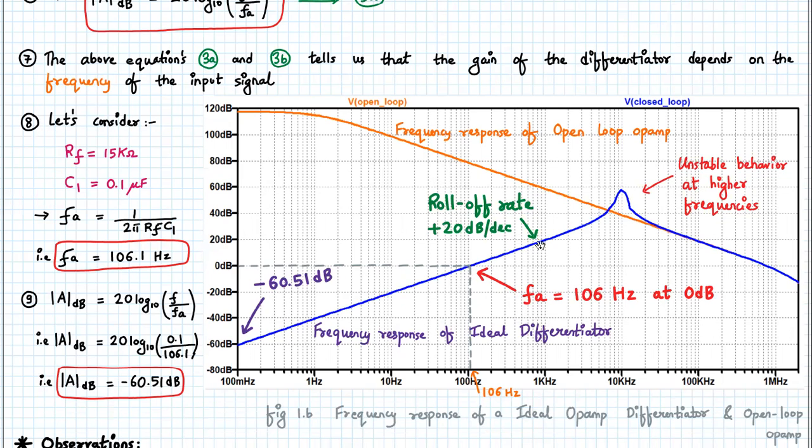Okay, and we also see one strange behavior. As the frequency goes on increasing, at higher frequencies there is an unstable behavior of the differentiator circuit. As you can see, this unstable behavior is depicted in the diagram.